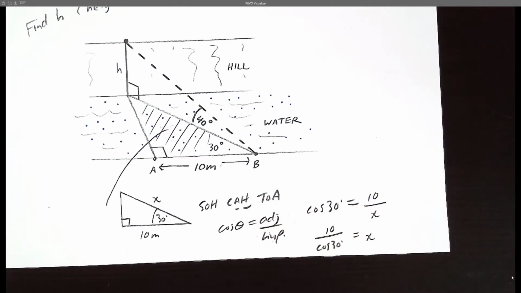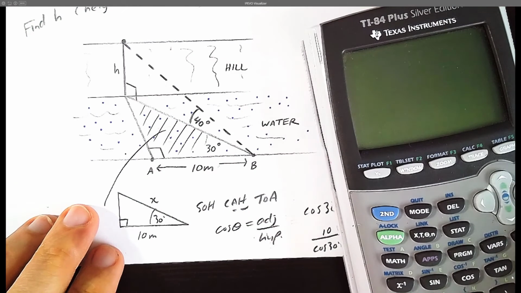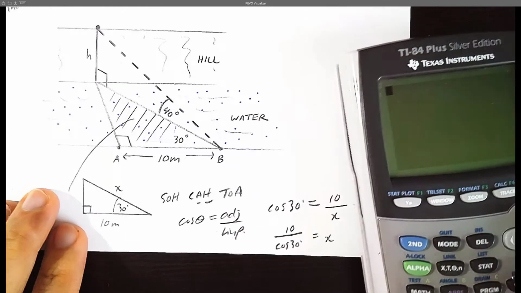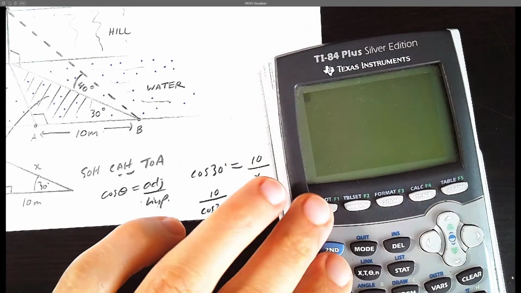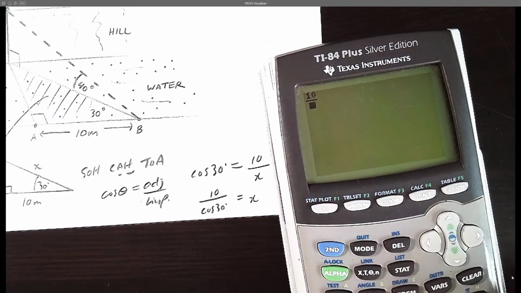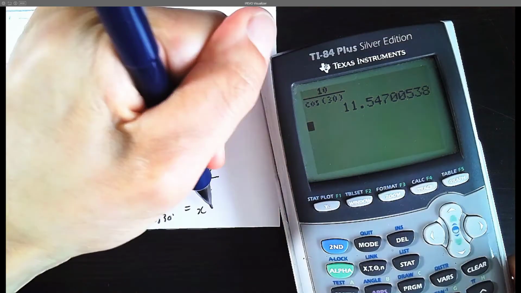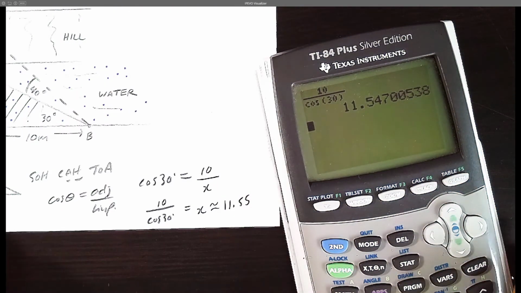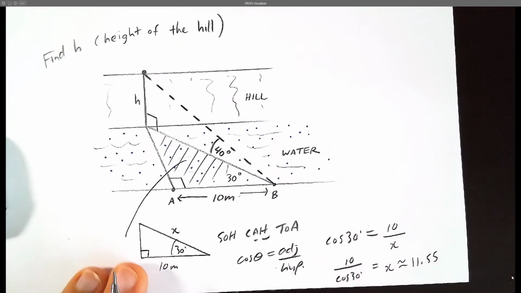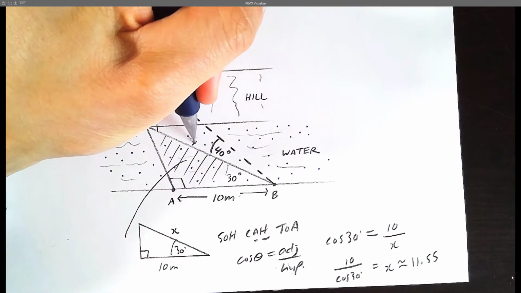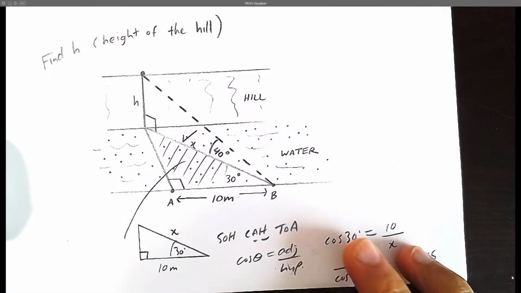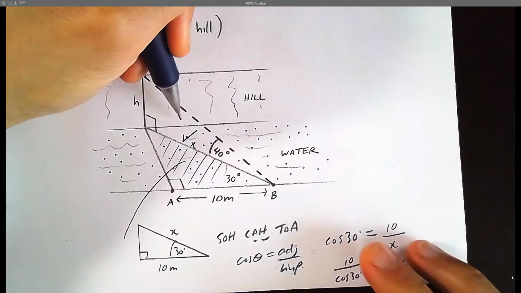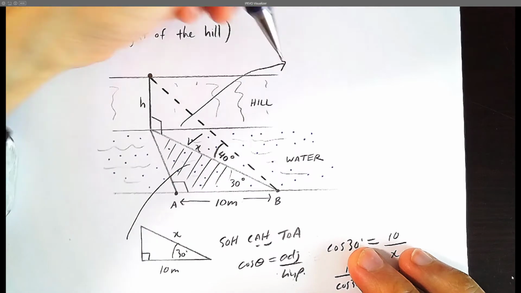And this here is simply a number on your calculator. Make sure you're in degree mode. I'm just going to hit 10 divided by cosine of 30. Enter. It's about 11.55. So I'm going to say x is approximately 11.55 meters. Okay, I'm glad that we know what x is. Check. Now we can focus on the second triangle over here.